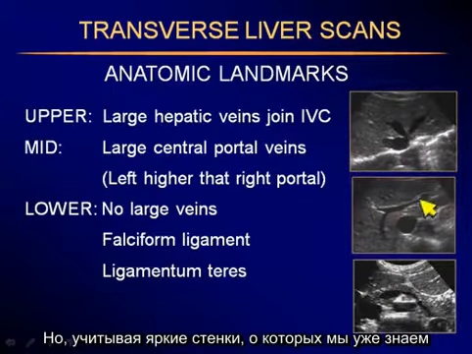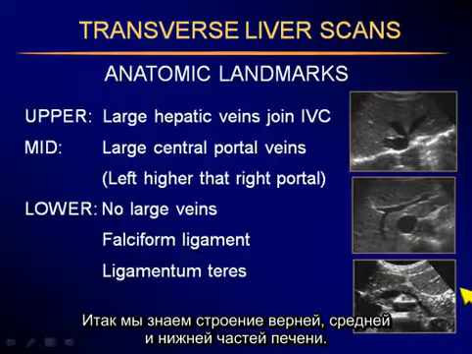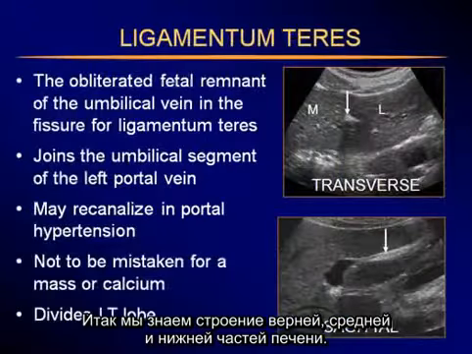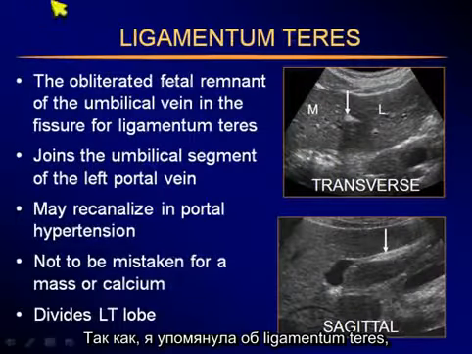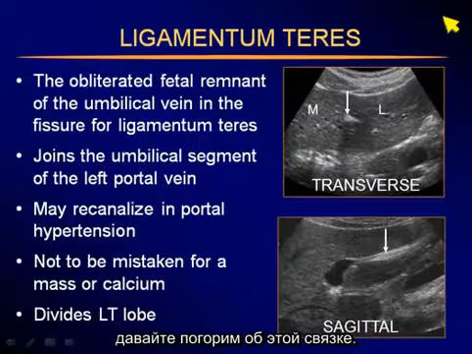If we look at transverse lower sections of the liver, we don't see any big veins. We see an echogenic line here. This would be where the falciform ligament comes in, and the umbilical fissure, the fissure for ligamentum teres, and that will mark the lower parts of the liver for us. So we'll know if we're high, mid, or low in the liver. Now, since I mentioned ligamentum teres, let's talk about that.